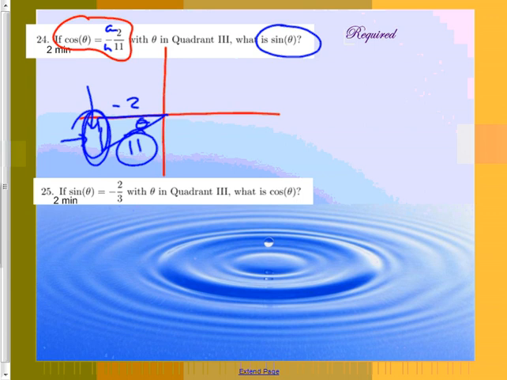Pythagorean theorem. A squared plus b squared equals c squared. All right. I want you to try to get through 25 all. Have a good day.